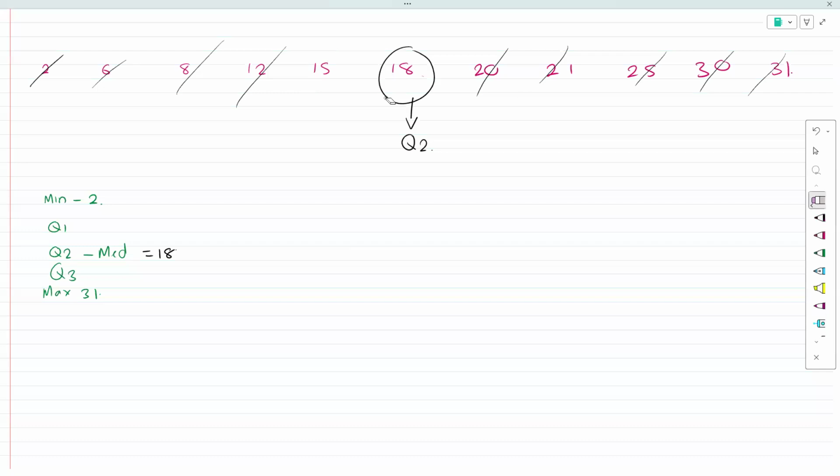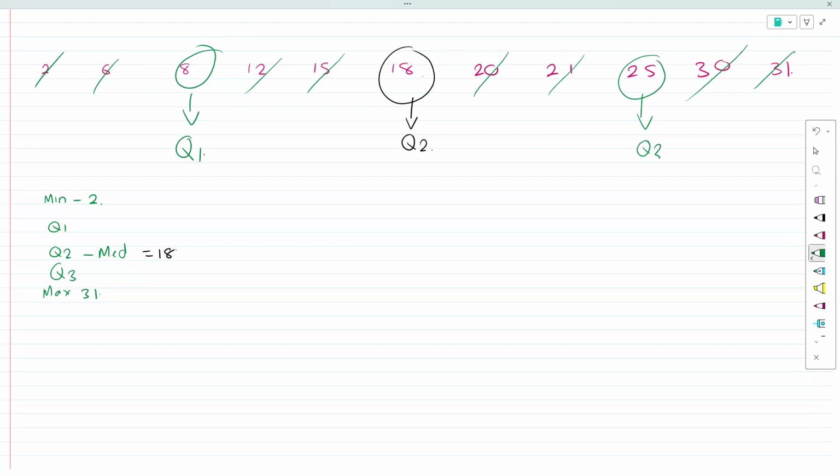Now, I can go and get quartile 1 and 3, because quartile 1 and 3 is technically the middle of the first half. So let's go again. 1, 2, 1, 2, 1. So that is quartile 1. And if I go this side, 1, 2, 1, 2, and the middle of this side is quartile 3. Now that's what quartile 3 and quartile 1 is.